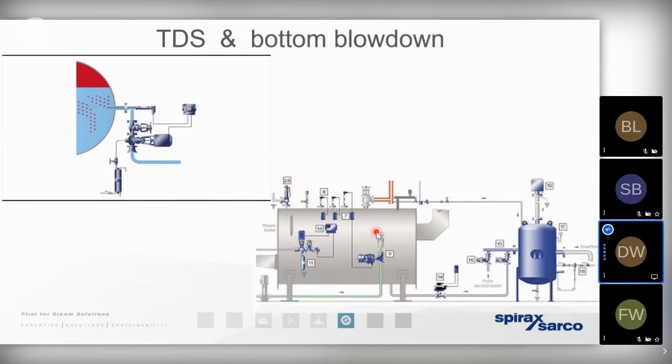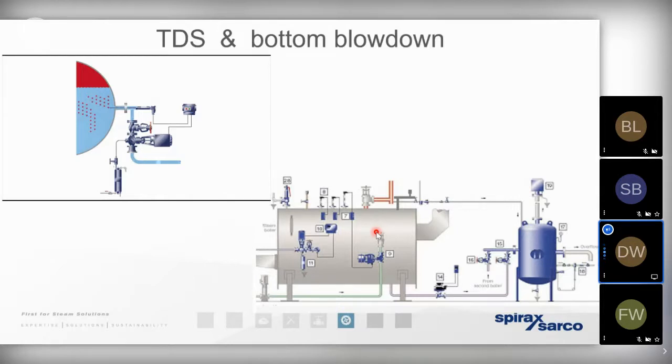So we can control the TDS and the bottom blowdown manually, and unless we specifically advise the boiler manufacturer of our requirements, manual blowdown controls are likely to be provided. But that makes it very, very difficult to accurately determine exactly how much blowdown is being performed. So an excess of blowdown can mean we've got a lot of energy going to waste, but too little blowdown can mean that we're likely to get a lot of scaling and a lot of foaming drawn out of the boiler and into the distribution pipework.